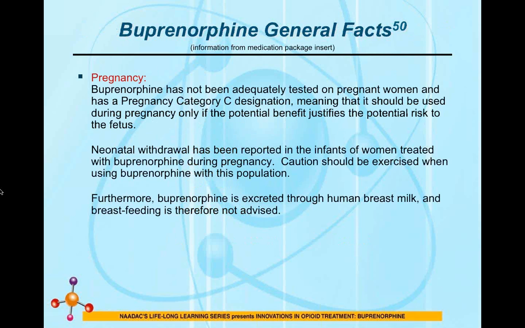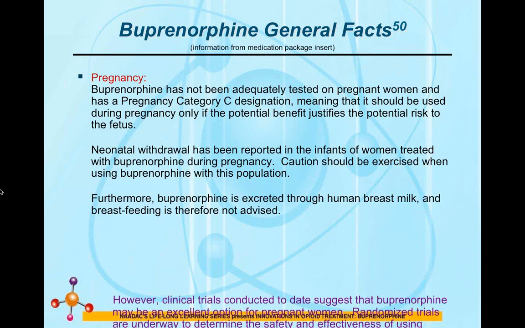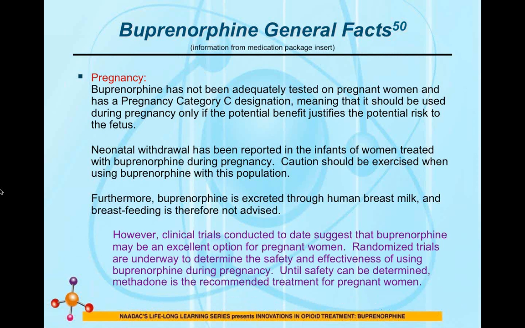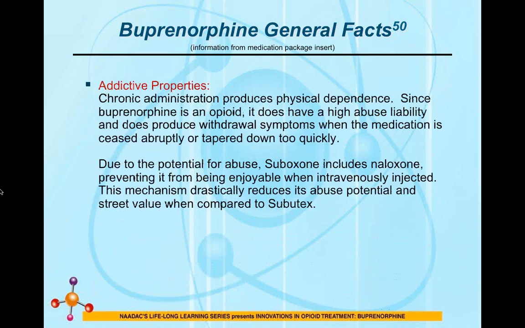As I explained before with methadone, buprenorphine also has a pregnancy category C designation, but we strongly recommend that methadone be used in this instance. But there are clinical trials that are underway right now. Just like with methadone, chronic administration of buprenorphine does produce physical dependence. It does have a high abuse liability. It does produce withdrawal symptoms when the medication is ceased abruptly or tapered down too quickly.